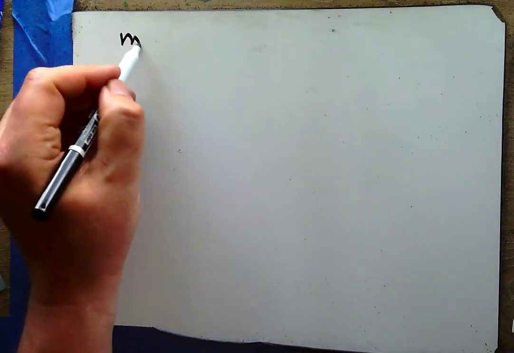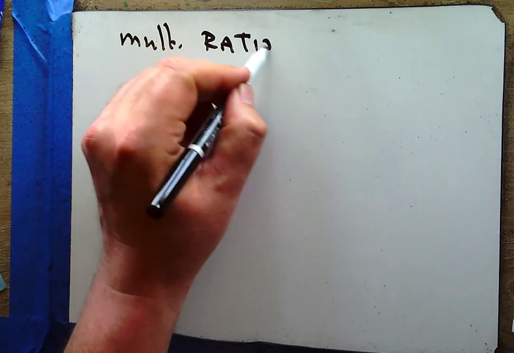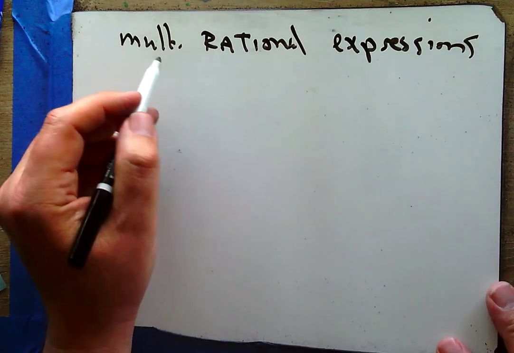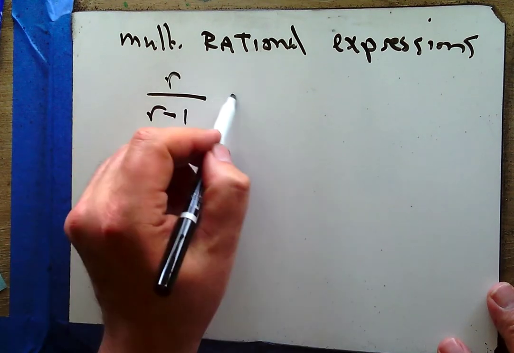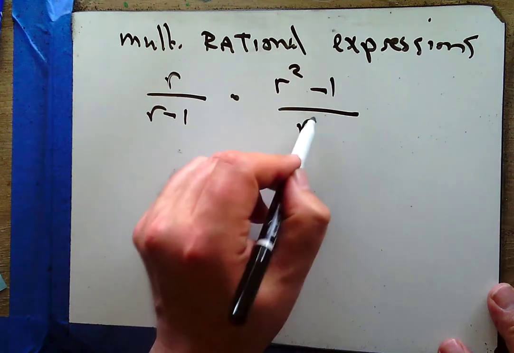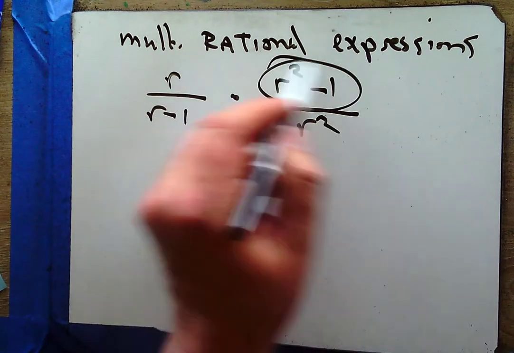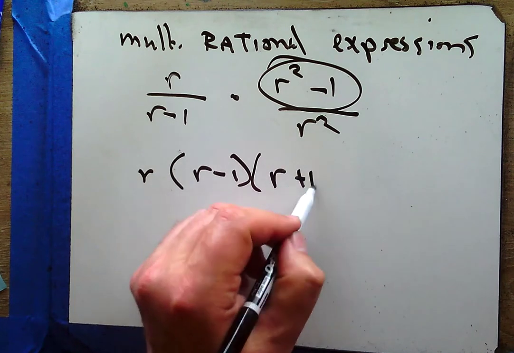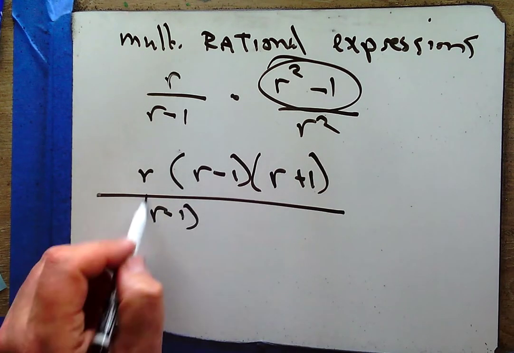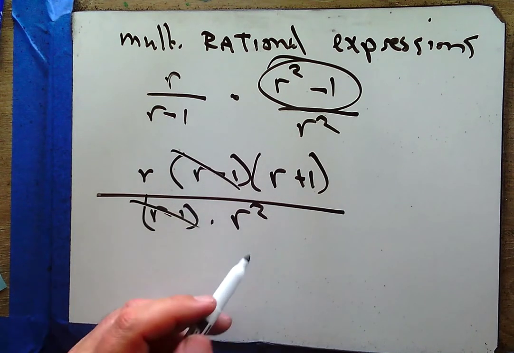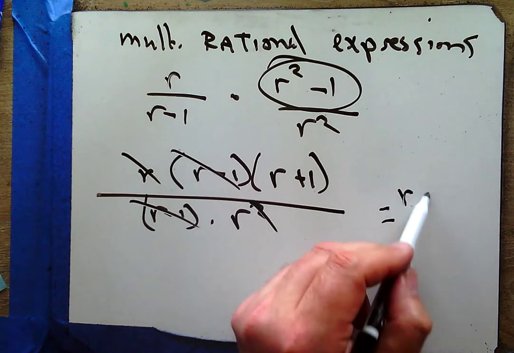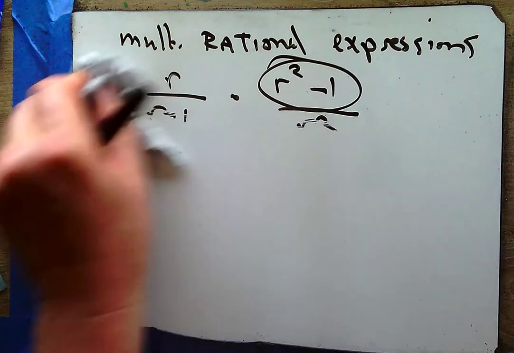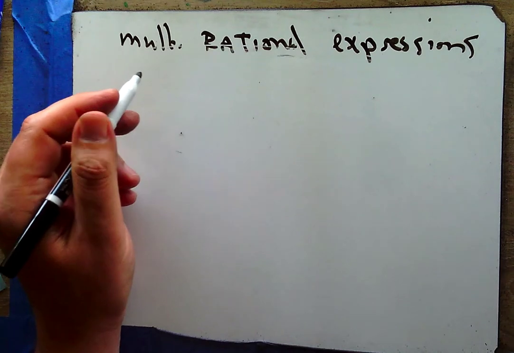Now we've also got multiplying rational expressions. What does multiplying look like? Well, if I have r over r minus 1 times r squared minus 1 over r squared, the first thing I think about is still factoring. R times r minus 1, r plus 1 over r minus 1 times r squared. Well, these can cancel, and one of these can cancel one of those, so I get r plus 1 over r. All we have to do is factor and cancel out the factors. That multiplication symbol just says that we've only got one term here.